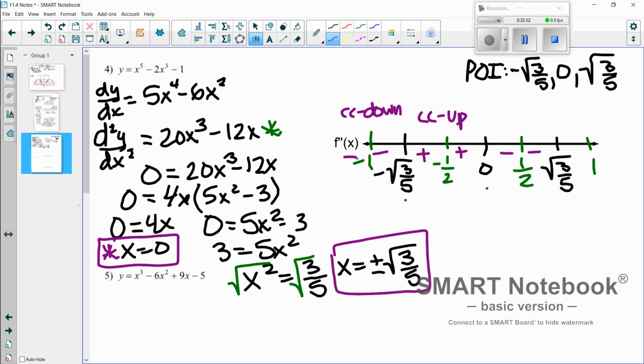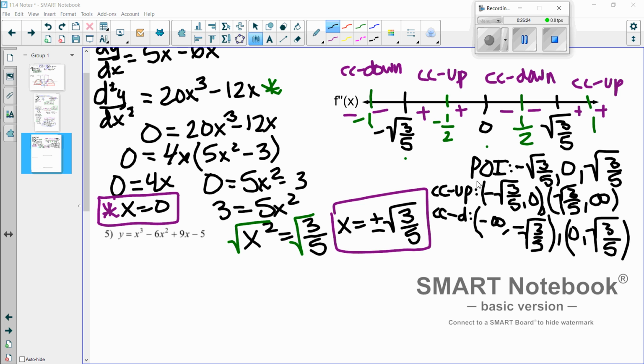And that means we're concave down. Okay, and we have one more interval to go here, where x is 1. So 1 cubed times 20 is still 20, minus 12, that's still positive. So we're positive out here in this last interval, which means we're concave up. So now we have our function's concavity, and the last thing we need to do is just write it in interval notation.